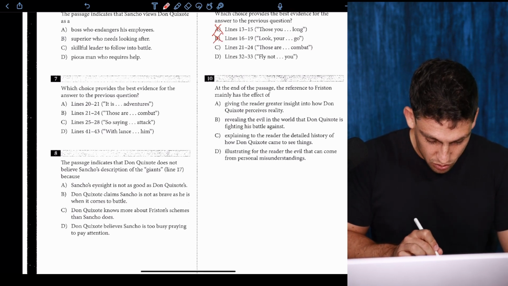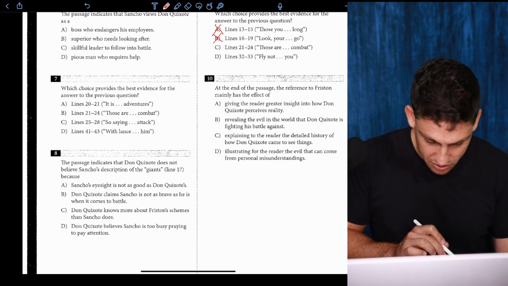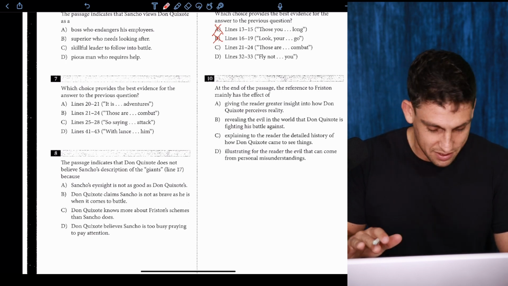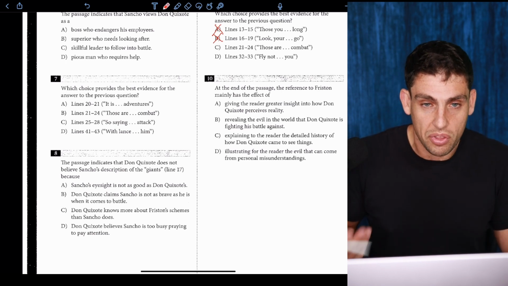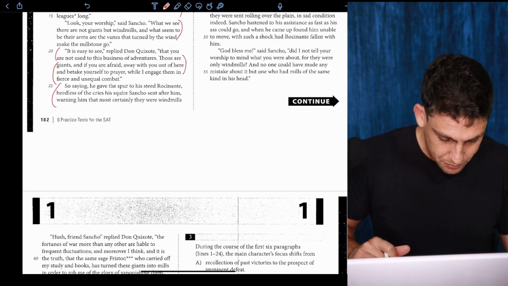But let's see. Don Quixote claims Sancho's not as brave. Doesn't say that. Don Quixote knows more about Fristone's? We don't know anything about Friston. Don Quixote believes Sancho's too busy? We don't know anything here so far. Okay, so this is playing along with our original theory that 8 and 9 is probably going to be later on. But let's keep going.